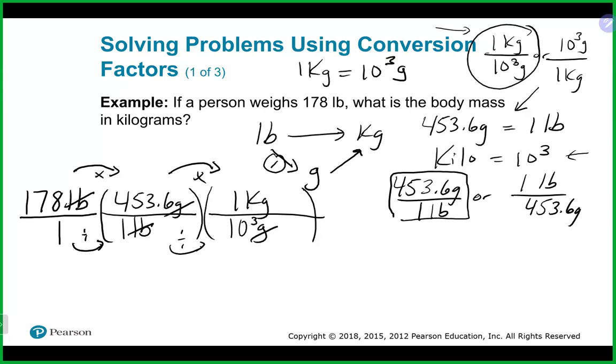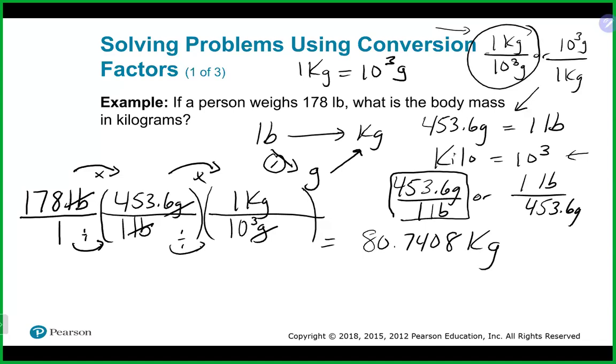I'm going to grab my handy dandy calculator and go 178 times 453.6. That is all the multiplying I'm doing on top. Hit equals. On the bottom here, I really only have 10 to the 3, which is 1 times 10 to the 3, or 1,000, however you want to punch that into your calculator, divided by 10 to the 3, not negative 3, but just regular 3. And that is going to give me on my calculator here 80.7408 kilograms. First off, any question on the setup?